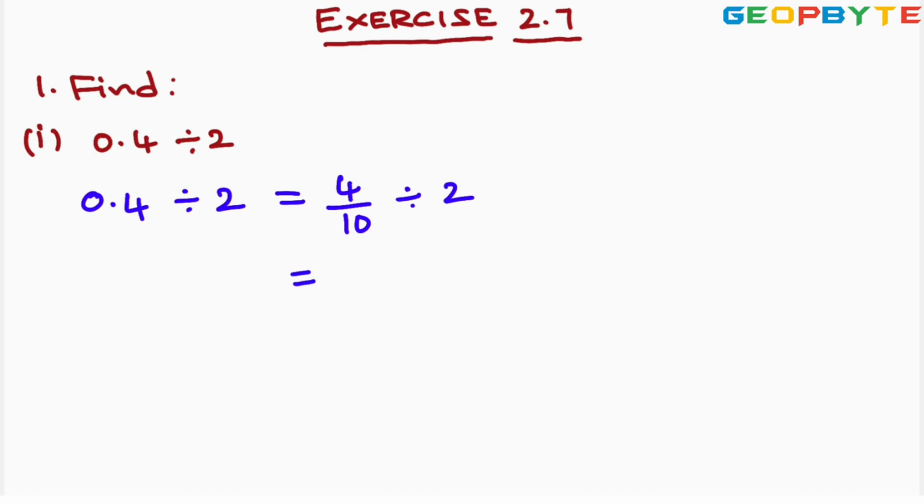Then, which is equal to 4 by 10. Now we need to find the reciprocal of 2. The reciprocal of 2 is 1 by 2, and we change the division symbol to multiplication, into 1 by 2. Here 2 ones are 2, 2 twos are 4. Then we get 2 by 10.